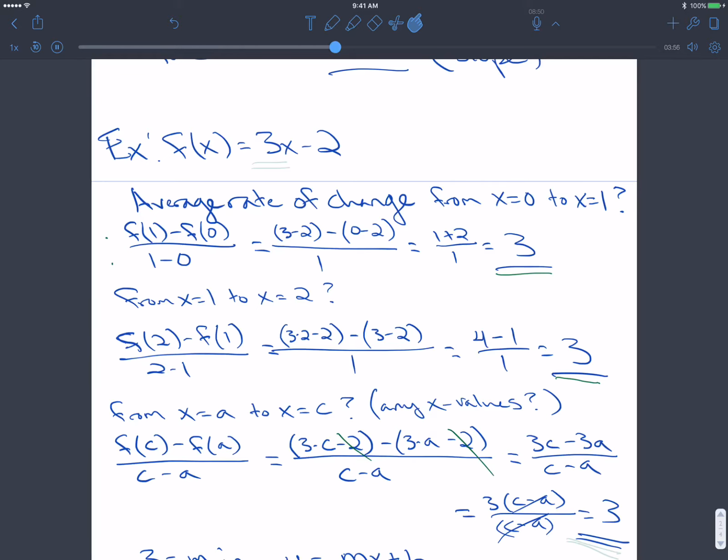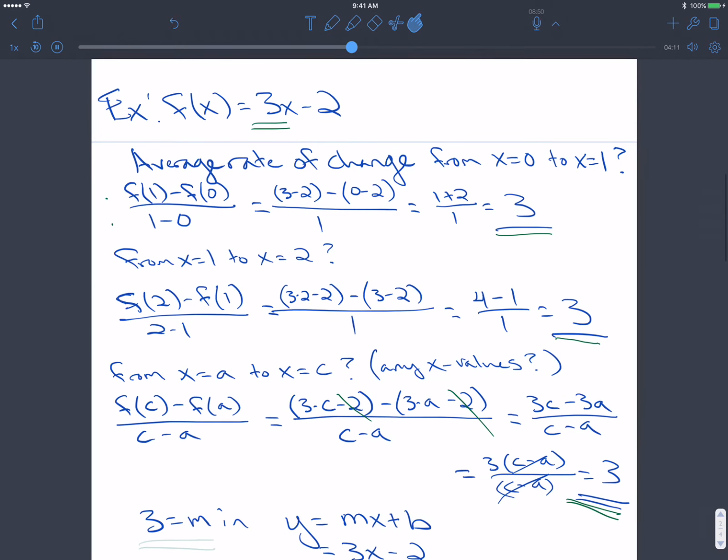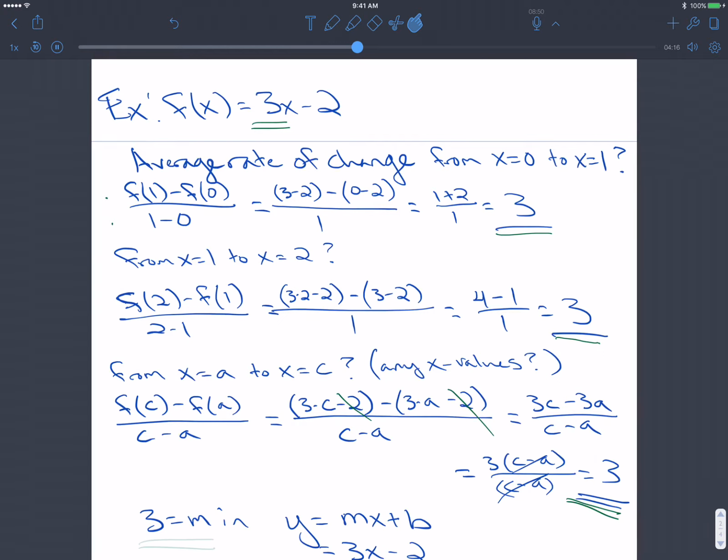Those guys cancel, leaving me with an average rate of change of 3, regardless of what my data points are. So you can see explicitly that for a line, my average rate of change is equal to that value in front of the x, the 3 for this particular equation, which in general is m. And so if m is equal to 3 in y equals mx plus b, my average rate of change is just that constant in front of my x, the 3 in this case.